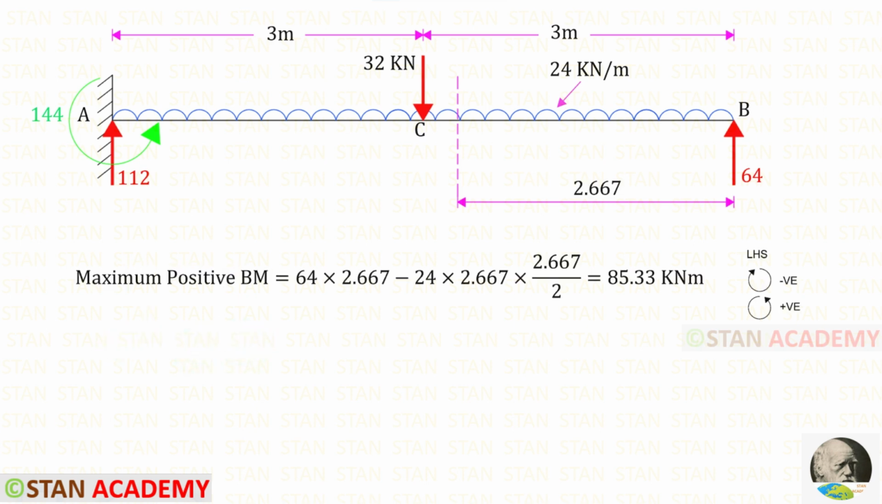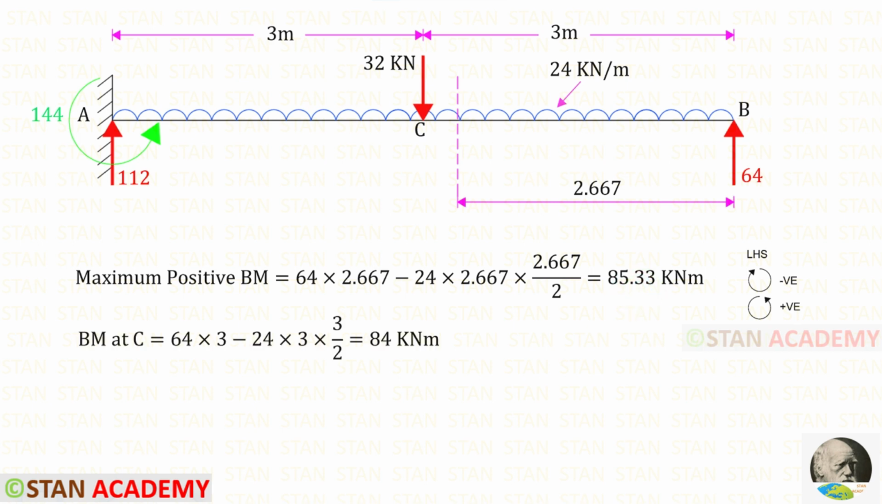Now let us find the maximum positive bending moment. RB is acting in the anticlockwise direction, so it will be positive and the distance is 2.667. The uniformly distributed load is acting in the clockwise direction, so it will be negative. With the UDL, we have to multiply the distance and then the distance by 2. Finally, we will get 85.33.